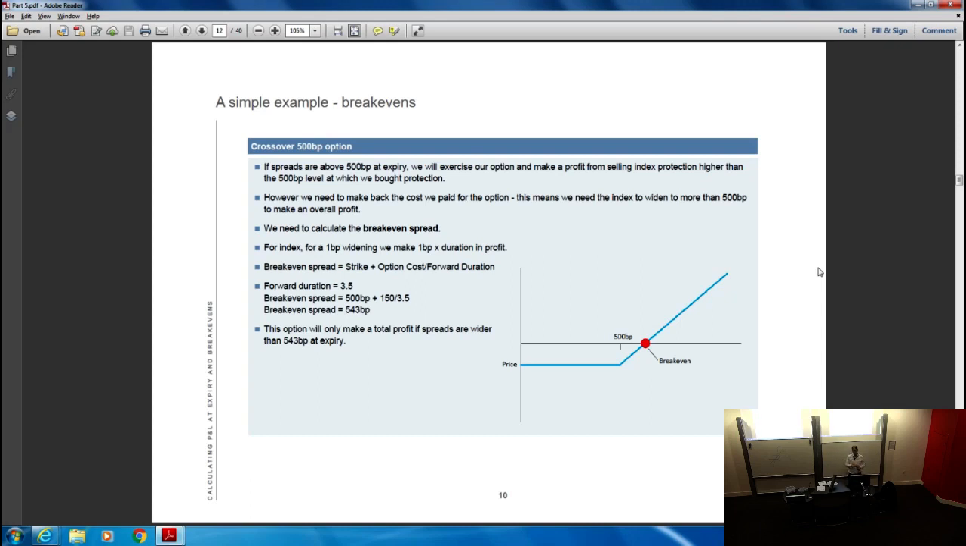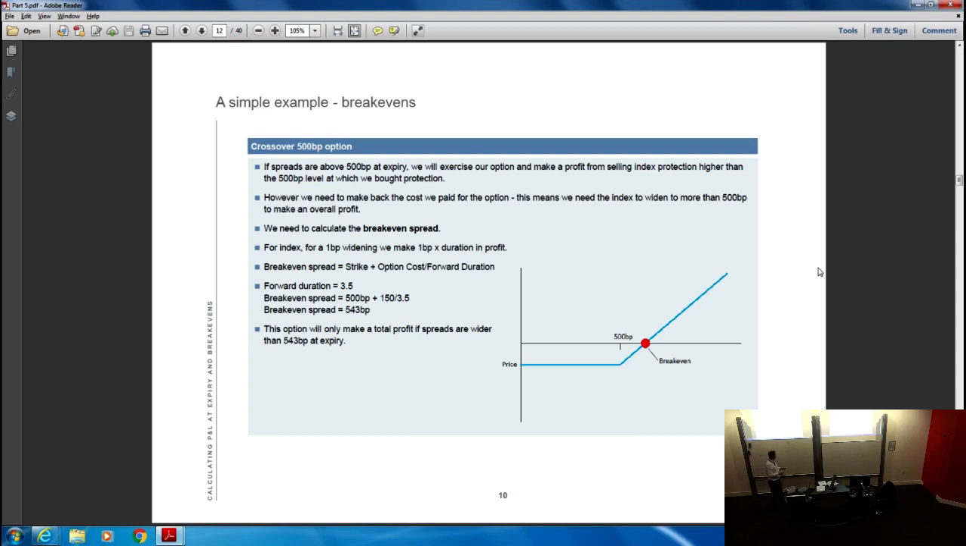That's basically what we would call our break-even in the trade. So the break-even means, where do I need spreads to go above the strike? The strike in this case is 500 basis points. Where do I need spreads to go above the strike in order to break even from this trade, in order to have a zero P&L? So the way to think about that is, when we have our payoff over here, each additional basis point that spreads go up by, the P&L that we're going to be making is 1 basis point times whatever the duration of the index is at that point in time.